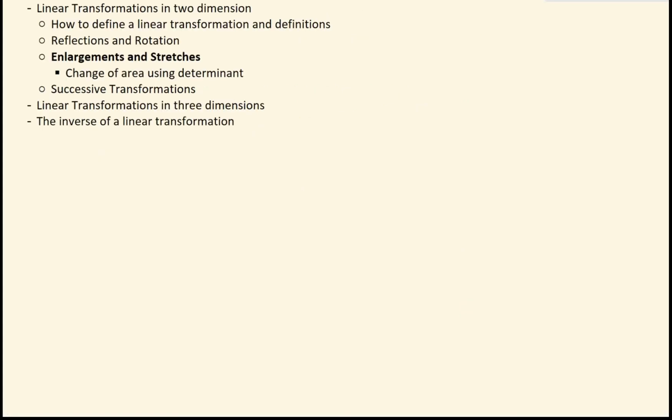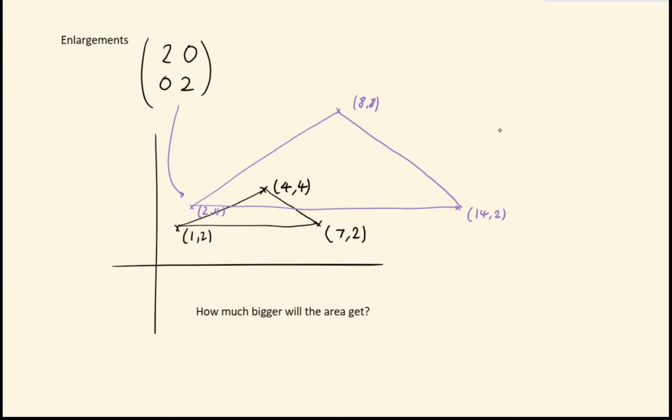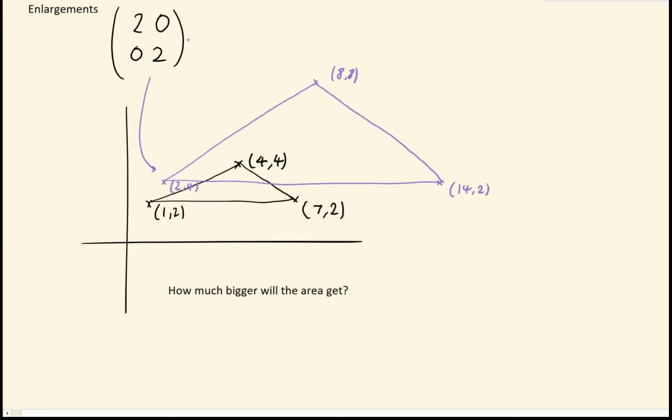Okay, that was reflections and rotations. Now we can look at enlargements and stretches. And again, these aren't too bad. So this is your basic enlargement. Here I've got the enlargement 2, 0, 0, 2. You should recognise this as two lots of the identity matrix. So it's no surprise it makes everything twice as big. This is going to be an enlargement by a scale factor of 2. You see a quick sketch here, and you see basically the whole triangle is getting twice as big.